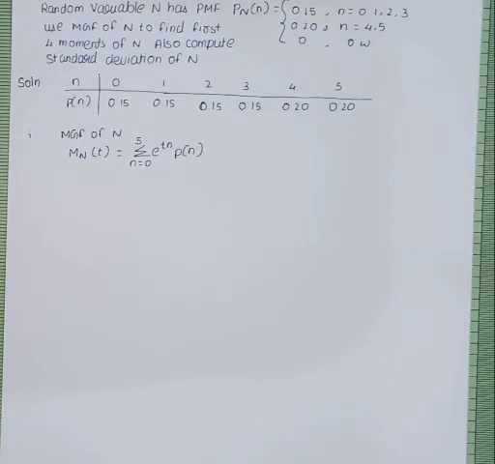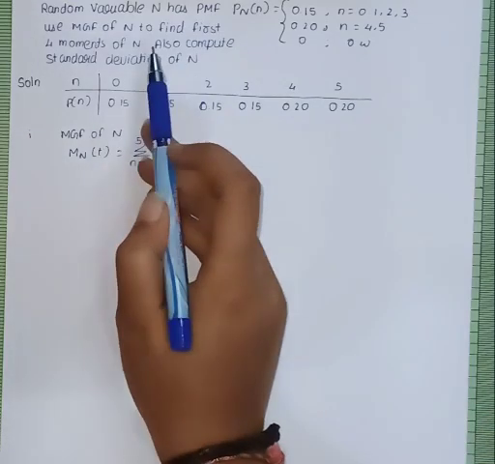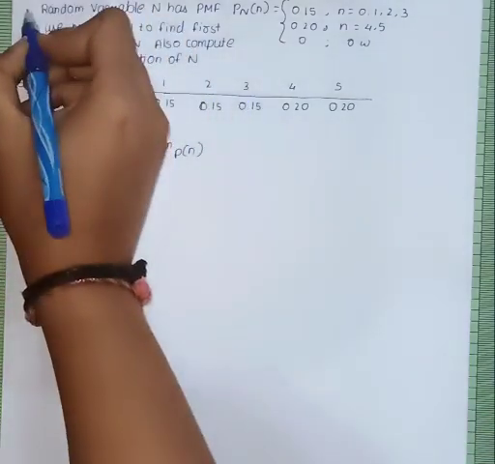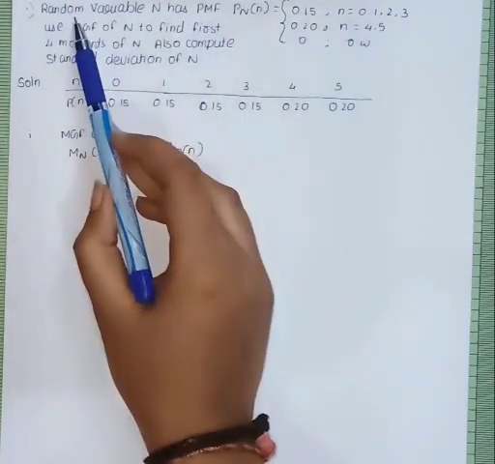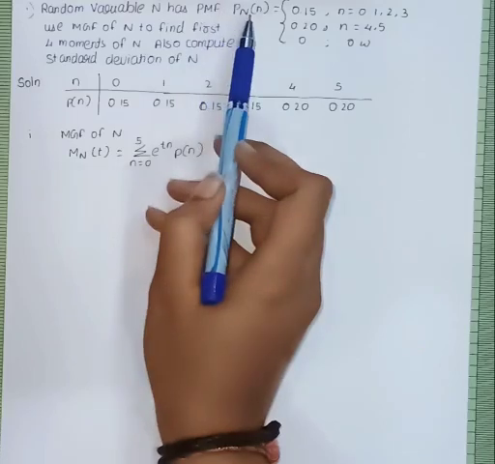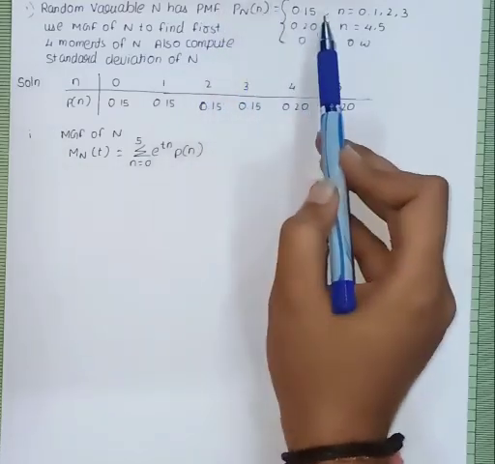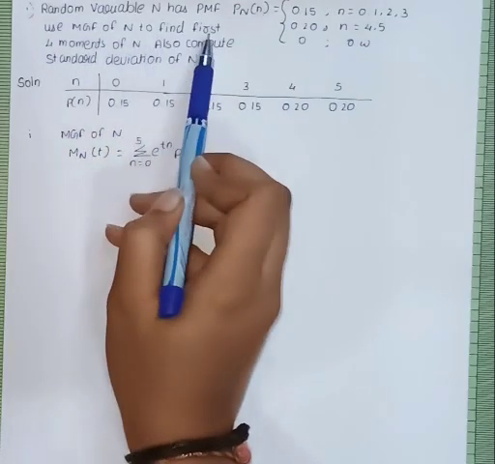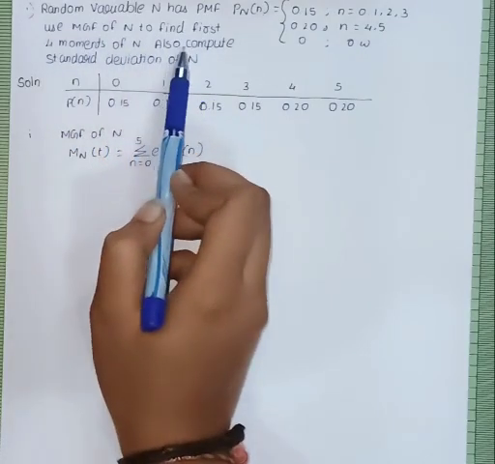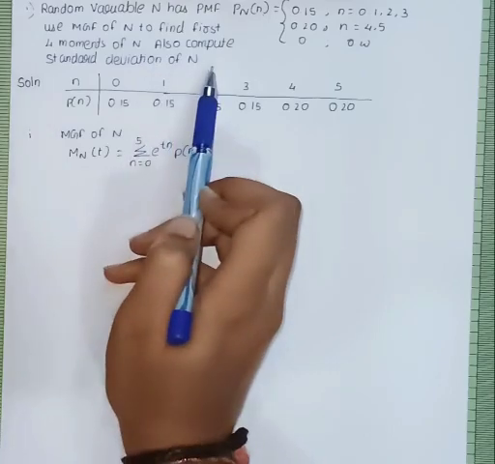I am Srishti. Today I am going to solve a numerical based on random variable, finding the moments. So this is our first question. The question goes like: random variable N has PMF P_N(n). With this function, use MGF of N to find the first 4 moments of N. Also compute the standard deviation of N.